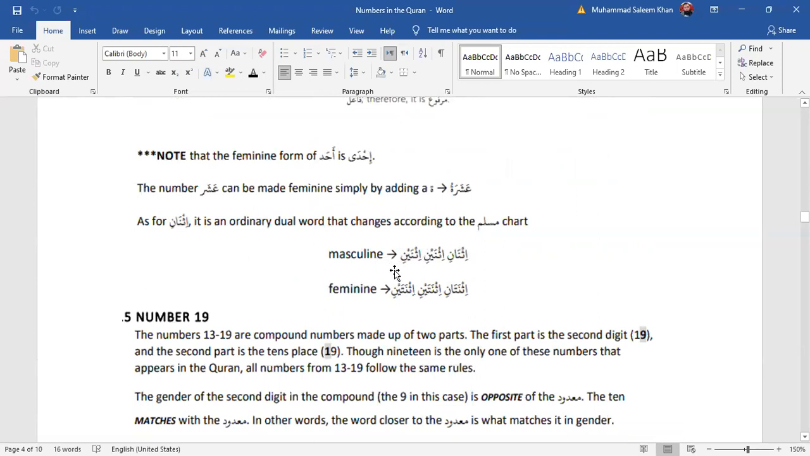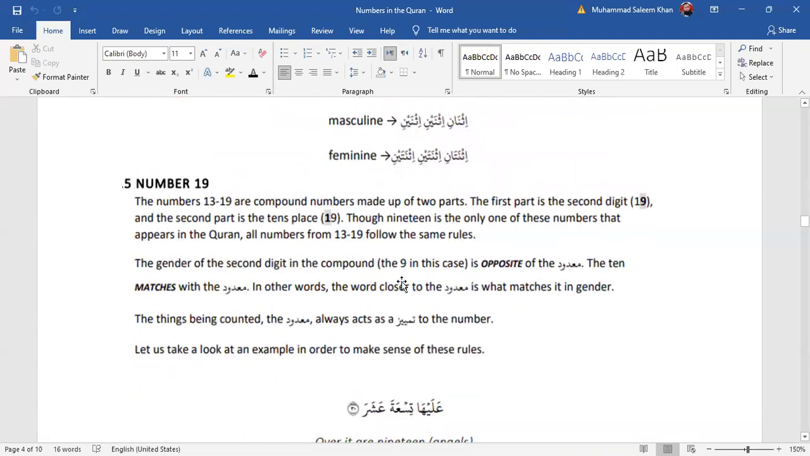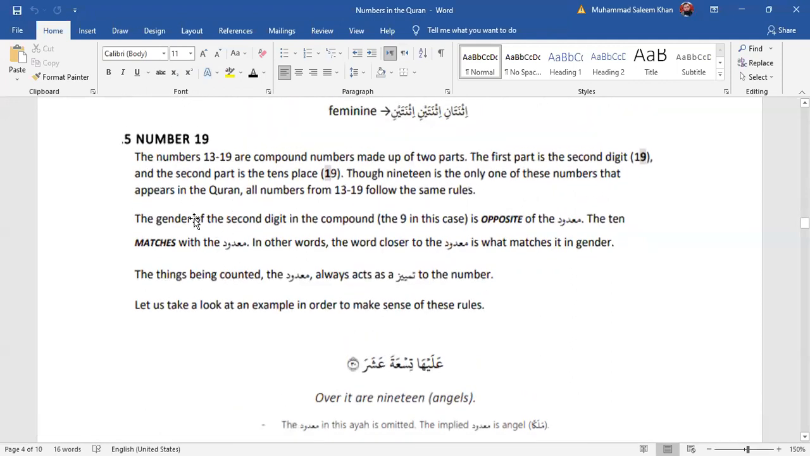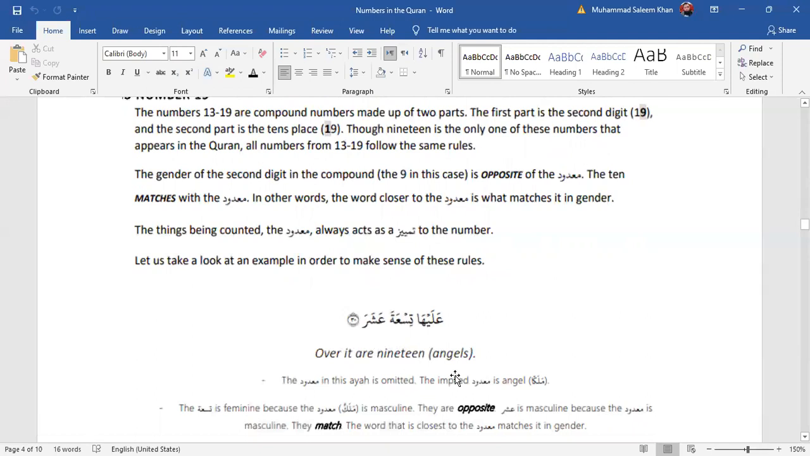Ithnani, ithnaini, and ithnatani, ithnataini, we know these numbers. So the fifth set, we have the only number one that's used in the Quran: alayha tis'at ashara malakan, malakan being mahduf. So over it are 19 angels. So malak is masculine, so that's why the first part is opposite in gender. This at ashara malakin.